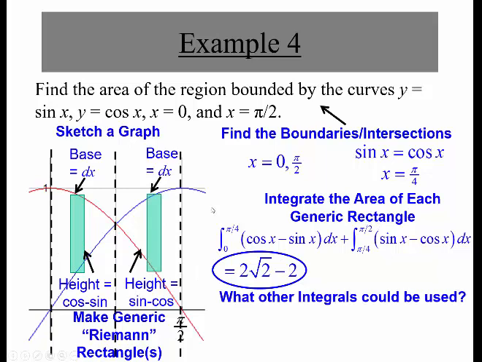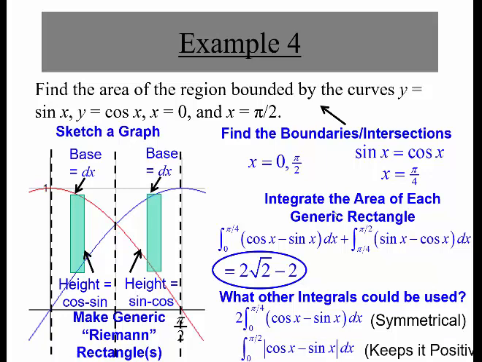All right, what other integral could be used here? Well, you could recognize that they're equal areas, so you could just do 2 times the first integral. That will also help you because they're symmetrical areas. All right, you could also do it this way. You just got to make sure that when you do that, you keep it positive if you're going to do just that one.